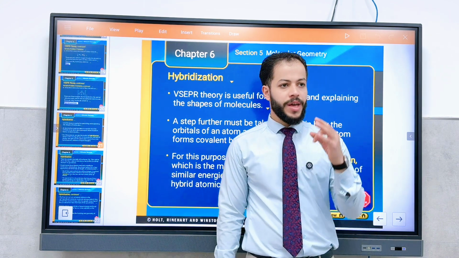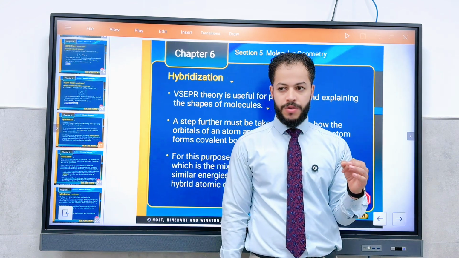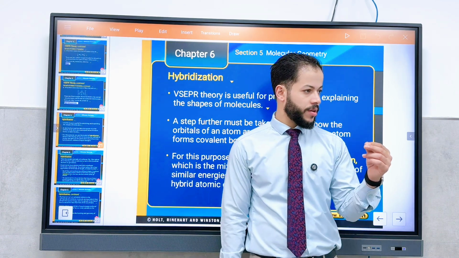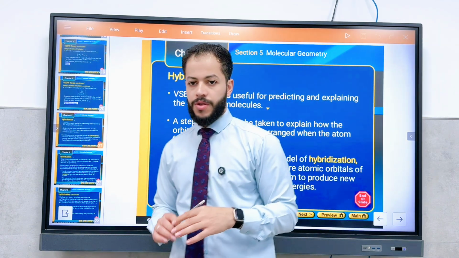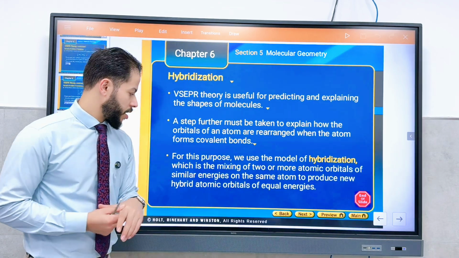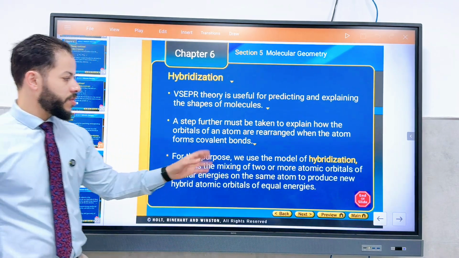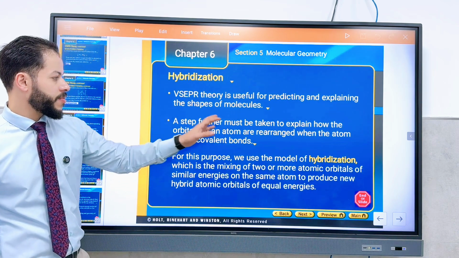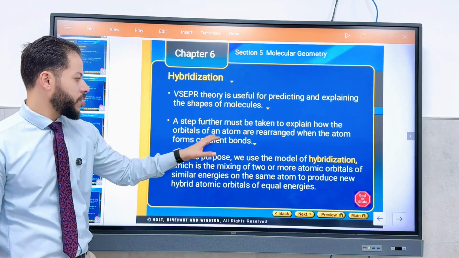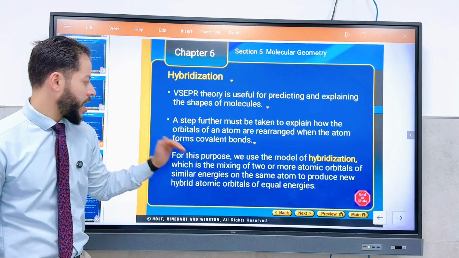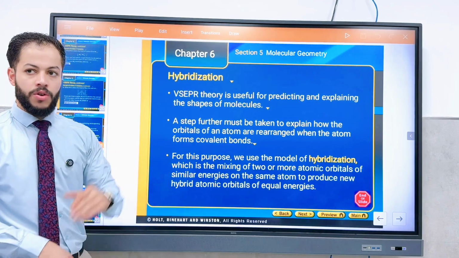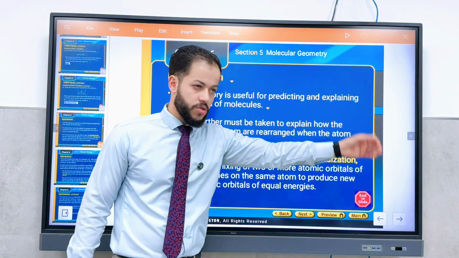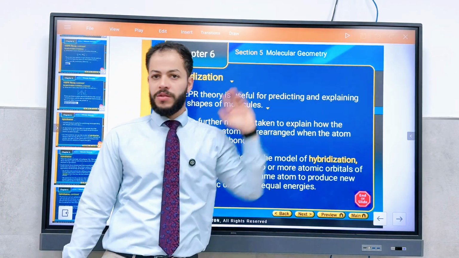We will understand. We have 3 types of hybridization in this section. We will explain it, to try to know how this happens, in simple terms. For this purpose, we use the model of hybridization. A step further must be taken to explain how the orbitals of an atom are rearranged when atoms form a covalent bond. So we need this explanation, along with the valence shell electron pair repulsion, to explain the molecular geometry of the compound.